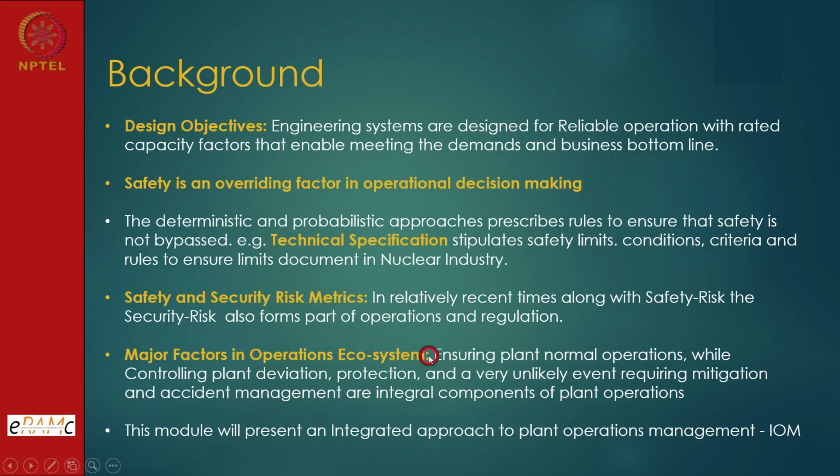A major factor in operation ecosystems is ensuring plant normal operation. Yes, it is one of the objectives, because it is the bottom line. It meets the bottom line or objective of the plant for which it was built, and then the spectrum goes from normal operation to deviation to accident event, and there are so many things I'll discuss in detail. So these are the factors that form plant operation.